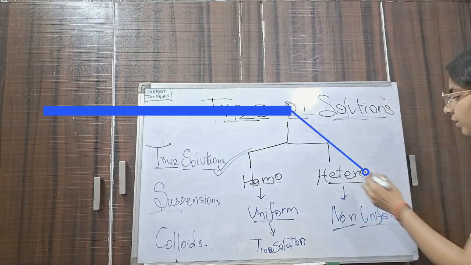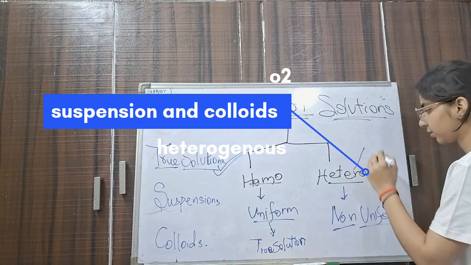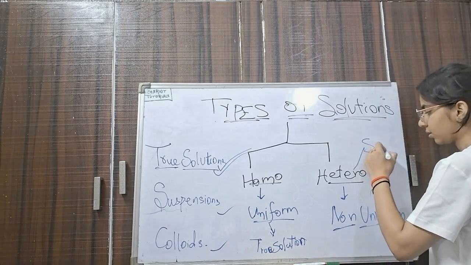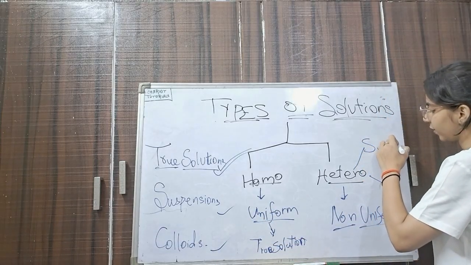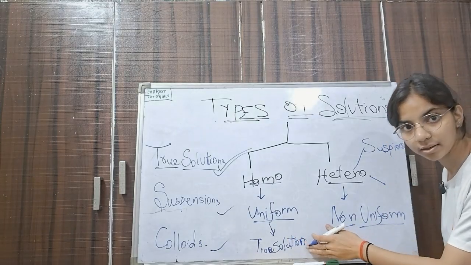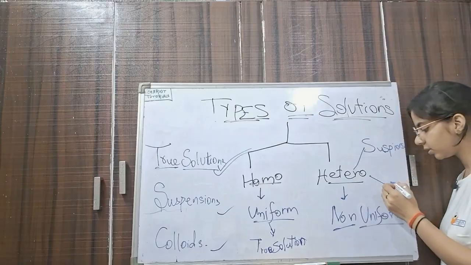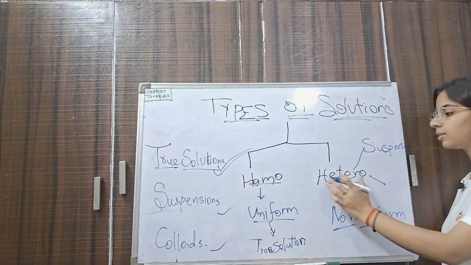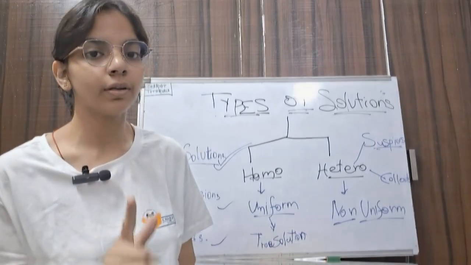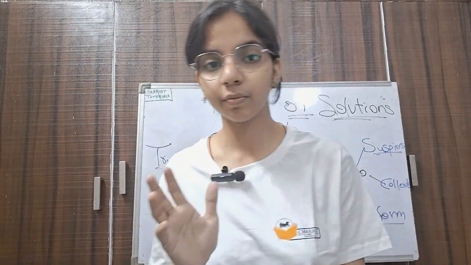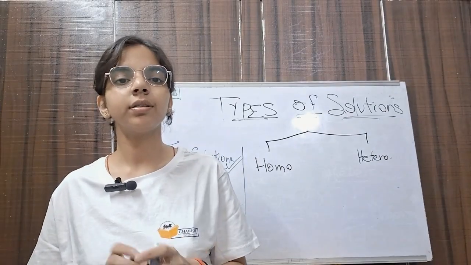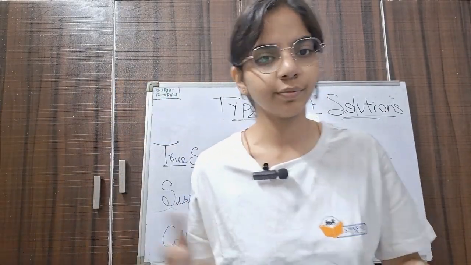And our heterogeneous solutions are further of two types, that is suspensions and colloids. Now one by one we will understand the difference. We will first understand what is true solution and what are the characteristics of true solution. Then we will understand on what basis heterogeneous solution is classified into suspension as well as colloid. Now I will tell you what is homogeneous solution and what is heterogeneous solution, right? So let's go. Let us study in detail what is homogeneous and what is heterogeneous.